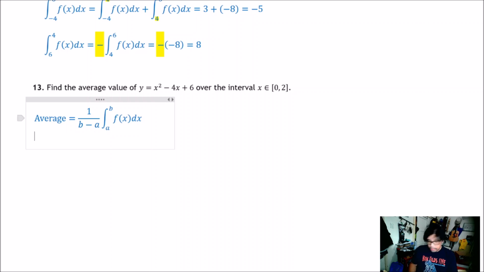So it is really important, and I also like to say that this is one of the most heavily tested portions of AP Calculus for whatever reason. We're going to just substitute the things we know. We know our x's are going from 0 to 2, so we can change a and b to 0 and 2. And then we can change our f of x to that function, x squared minus 4x plus 6.